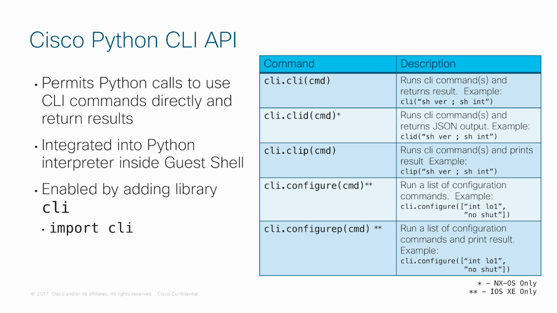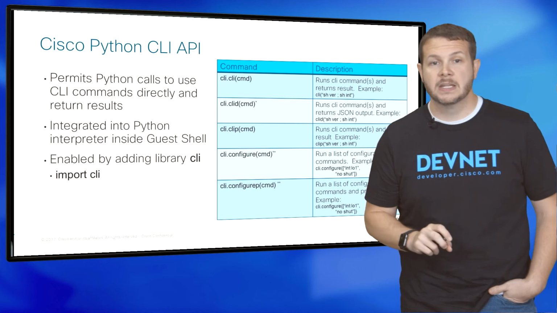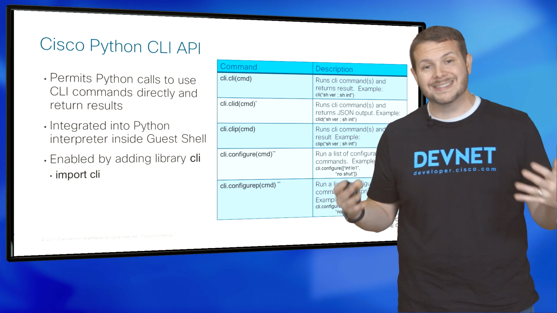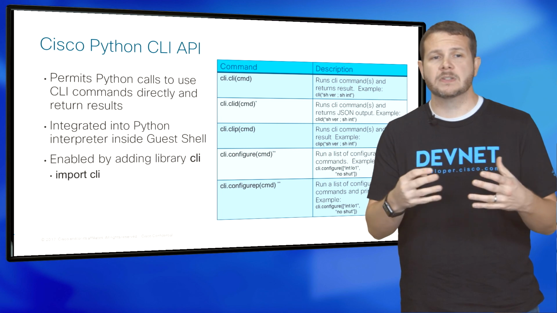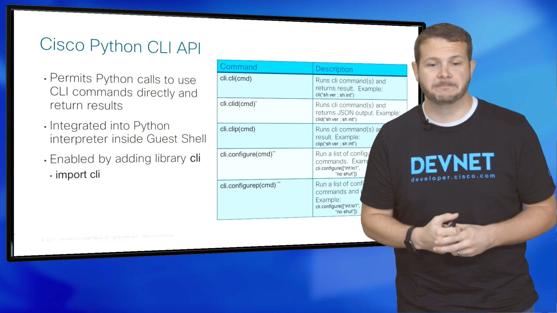Now, as you'll note in here, I've got a couple of asterisks on the screen. CLI.CLID, where we actually get the data back in a JSON format, is NX-OS only, and the configure commands are IOS XE only. So there is a bit of variation between the platforms, so be sure to read the specific documentation about the platforms you're using. We are working hard at Cisco to bring the different implementations together for some consistency, but there are some differences to be aware of as you dive in.